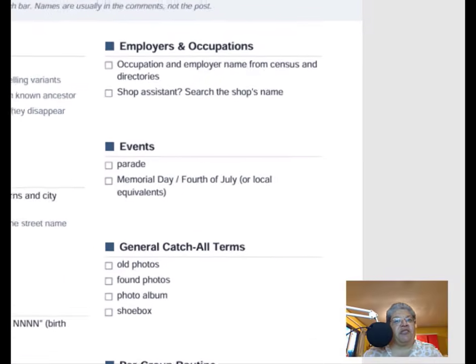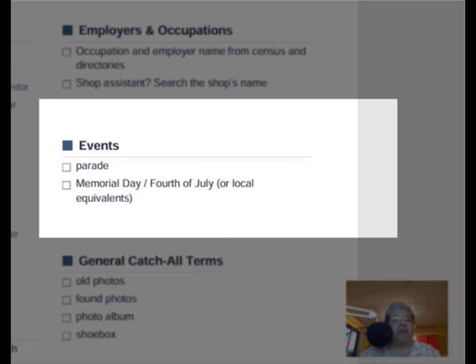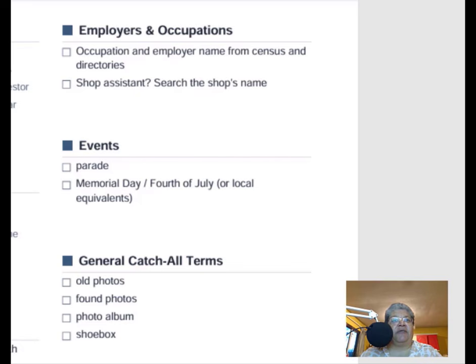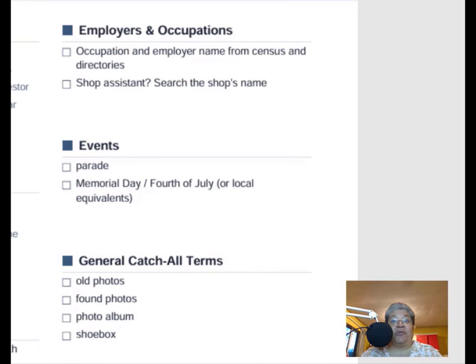Now I'm over on the right of my cheat sheet. Employers and shop names. Photos of shop fronts may come with a common thread of people throwing out the names of everyone in the doorway. I mentioned any specific local event that may have been commemorated, but also try Memorial Day and the 4th of July for American towns. Finally, a few generic terms for searching within the group. Old photos, found photos, photo album, shoebox. These can pull up the post where someone's announcing a batch of inherited pictures that nobody can identify. You might be the one to help.